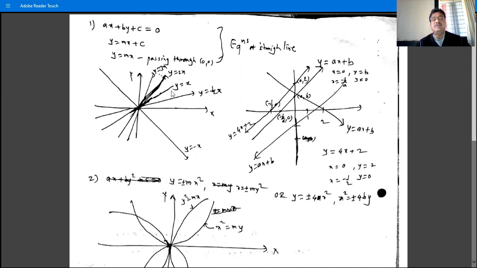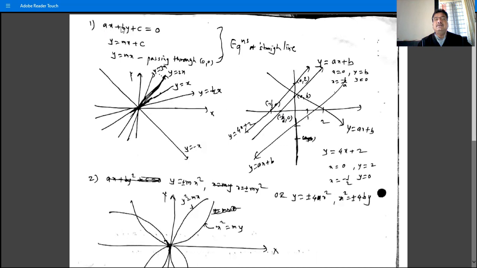Straight lines. This is the y is equal to x line. This divides the first and third quadrant into two equal parts. This is y is equal to 2x, y is equal to 3x, because the slope of y is equal to 2x is larger than y is equal to x. The slope of y is equal to 3x is larger still, 3 is the slope. And y is equal to 1/2 x is below the y is equal to x line. Similarly, this is y is equal to minus x and all the lines.